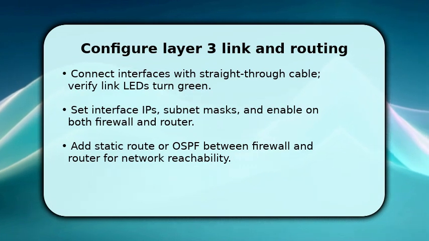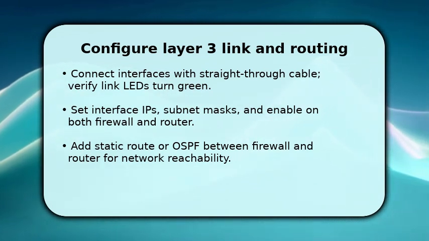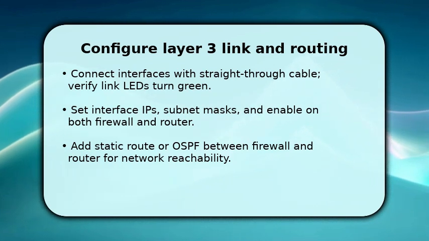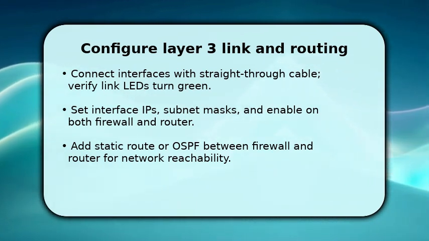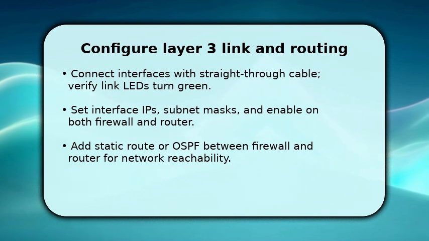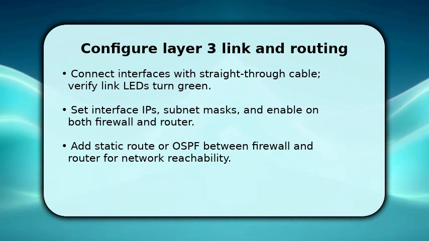Next, create a static route on each device that points to the opposite subnet, or enable OSPF for dynamic routing if preferred. This step is crucial because routing information lets traffic traverse between firewall-controlled networks and the router.